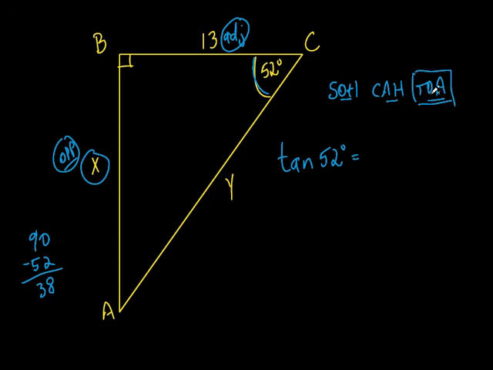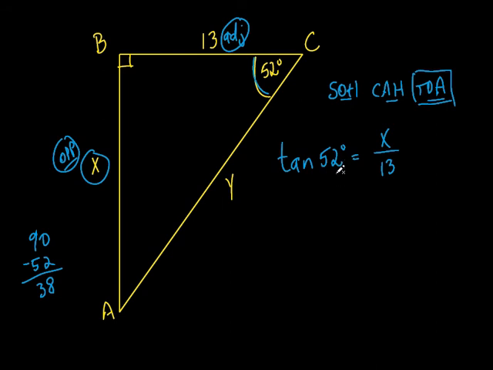Tangent equals what? Opposite over adjacent. Which one's opposite? X. And which one's adjacent? 13. Now this tangent of 52 right here, that's just a number. You can plug that in your calculator. You're not hitting second function on this stuff. You're just hitting the tangent of 52.